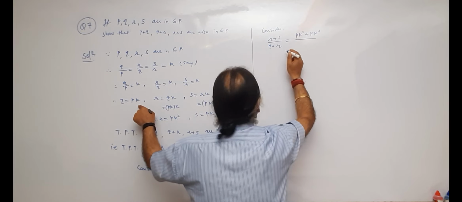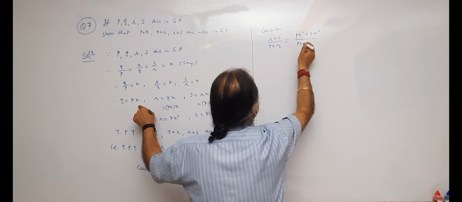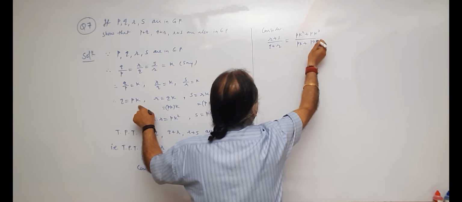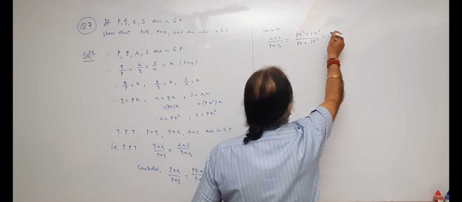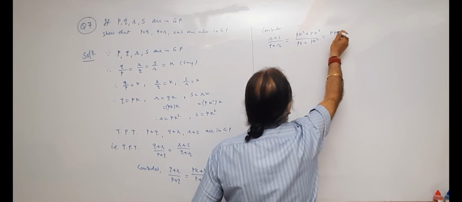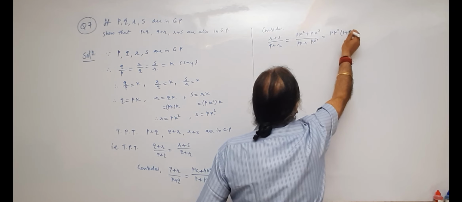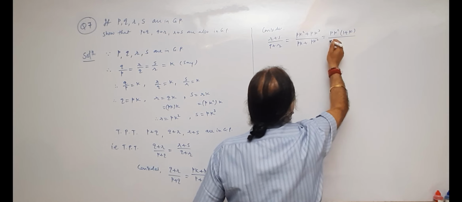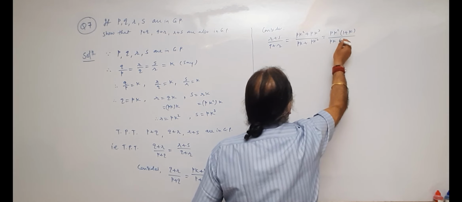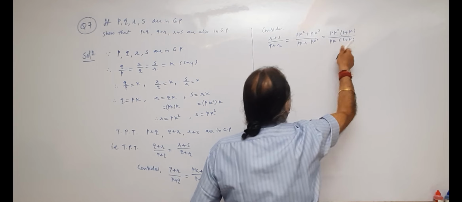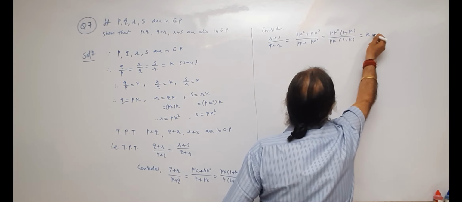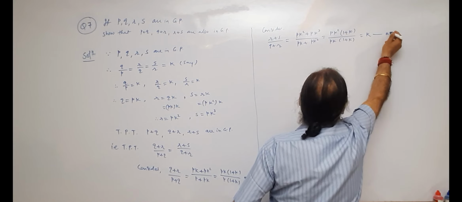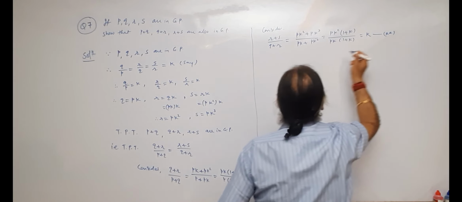And Q is what? PK. And R is what? PK square. So we can take PK square common in the numerator. So we'll get 1 plus K upon PK common. 1 plus K, K and P cancel. So what is left? K. Write this as equation double star.